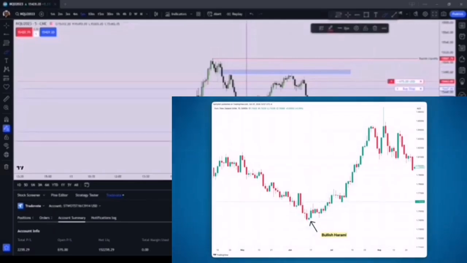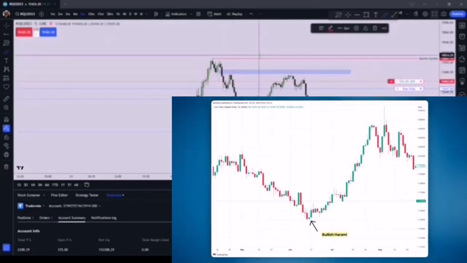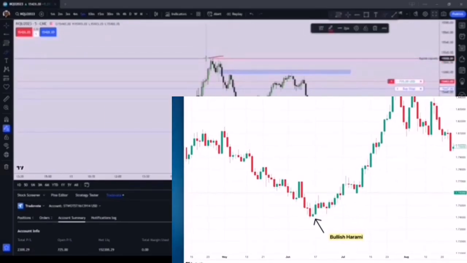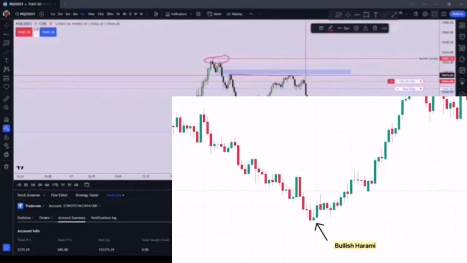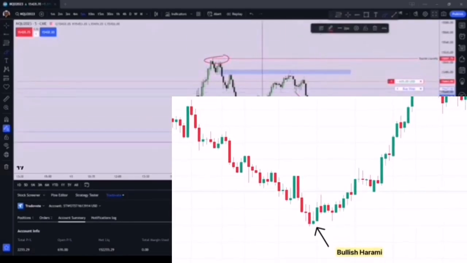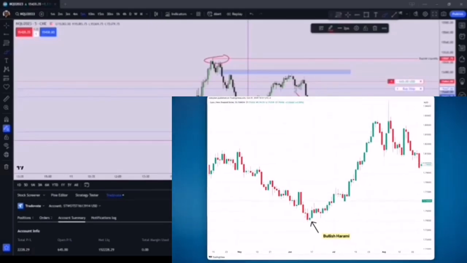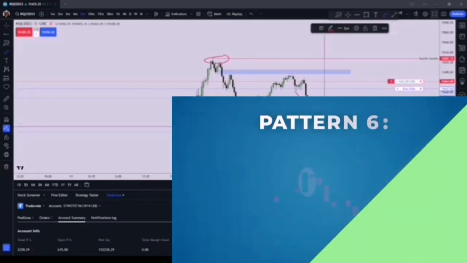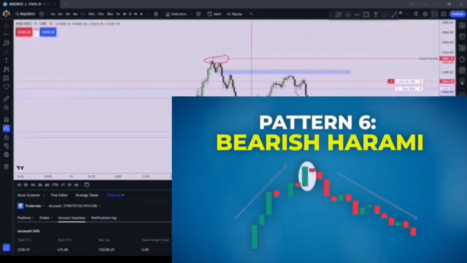Here's an example of a bullish harami in Euro Kiwi. We can see a large red candle followed by a smaller green candle. The green candle body and wicks are completely inside the red candle, signaling a potential turn for the currency pair. The sixth chart pattern is the bearish harami.